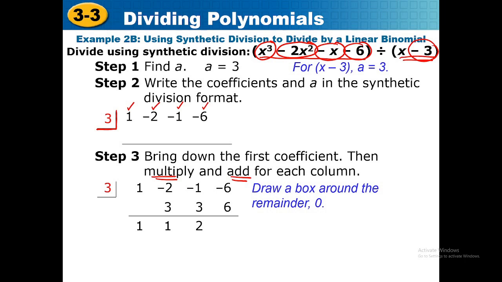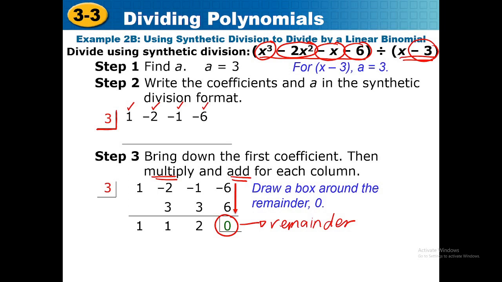Take note, I will be putting that inside a box because this last number will tell me the remainder. The last number in synthetic division is the remainder. In this case, the remainder is 0. Is step number 3 clear? Yes, sir. Okay, let's continue.